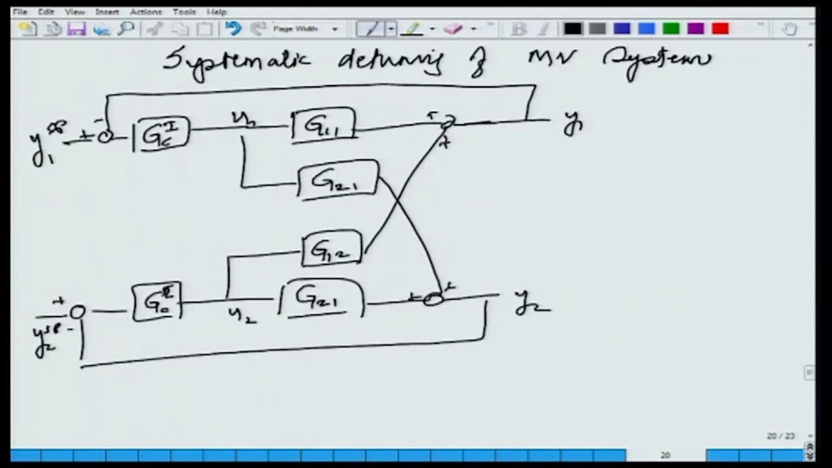If I have this kind of a system, let us just develop the equations of the relationship between y1 sp and y1, y2, and y2 sp and y1, y2. How do we do it? Well, let us do it here, let us use this space to do it.